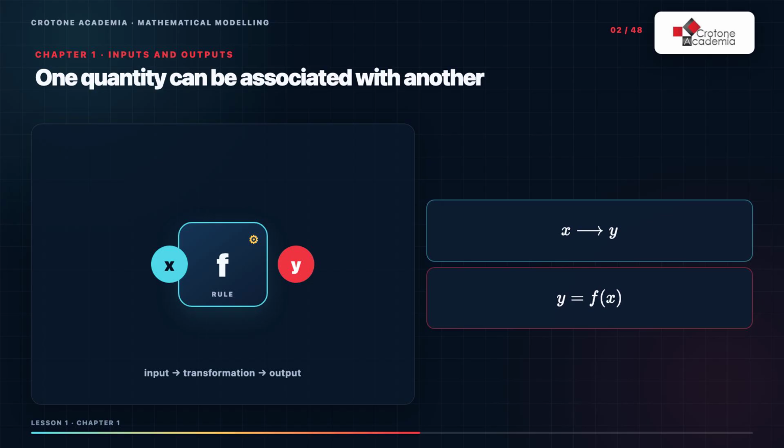Writing Y equals f of X adds one important idea. F is the rule that performs the association. The letter F does not mean multiplication. It can represent any well-defined rule appropriate to the problem. The letters X and Y are labels rather than laws of nature. In a temperature formula, for example, the input might be C and the output F. The essential object is the relationship.